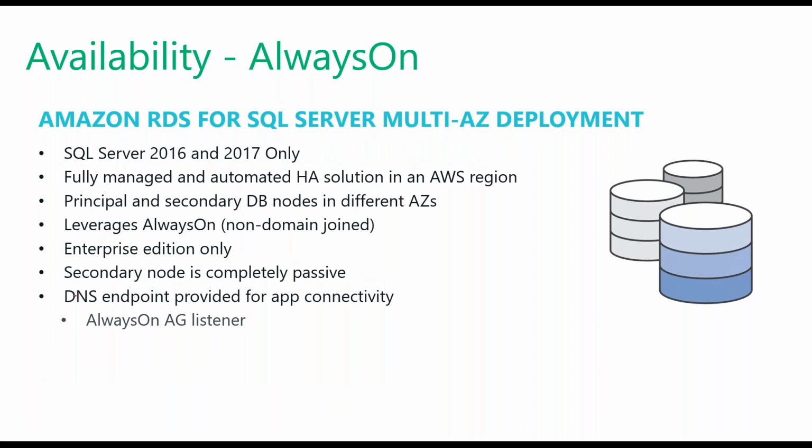For Always On availability groups, this option is available with 2016 and 2017. It's for Enterprise Edition only. Another important note is that this secondary node, sitting in the other availability zone, is not accessible to you. For example, you cannot use this node to do read operations. This node is completely passive. You do not see it in the console. You just have the option of selecting multi-AZ, and behind the scenes, this synchronous replication happens. If failover occurs, the DNS endpoint is updated automatically for you.